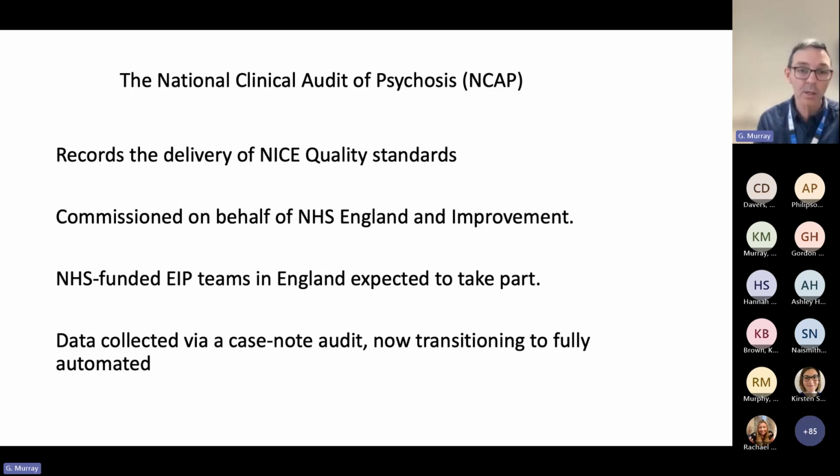It's now transitioning to a fully automated system, which will be a great relief to the people who had to go through the individual notes and do the auditing. But that is very challenging as well, to have automated systems that accurately record all of these areas of care.